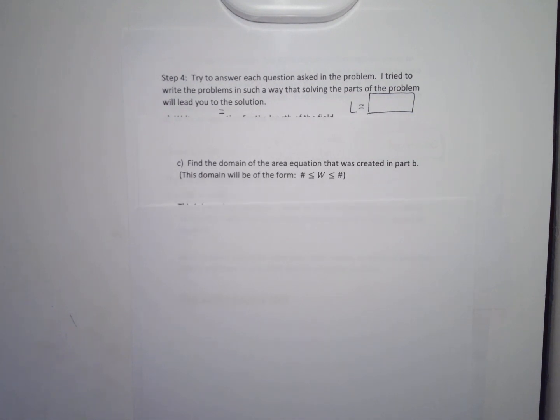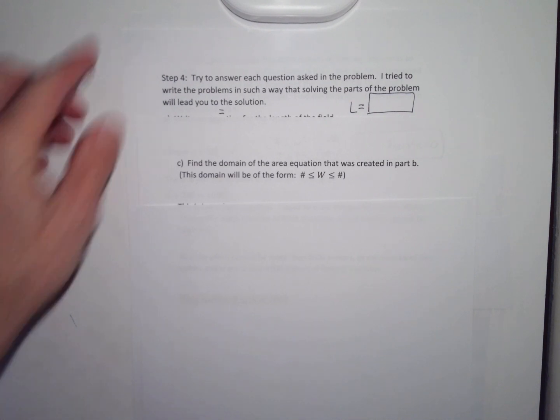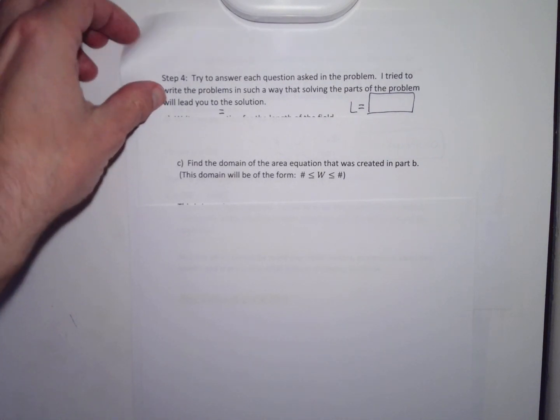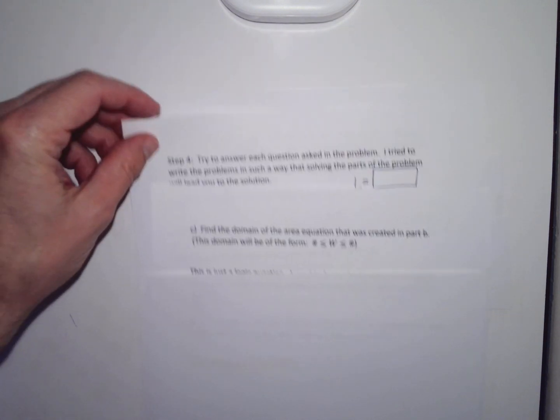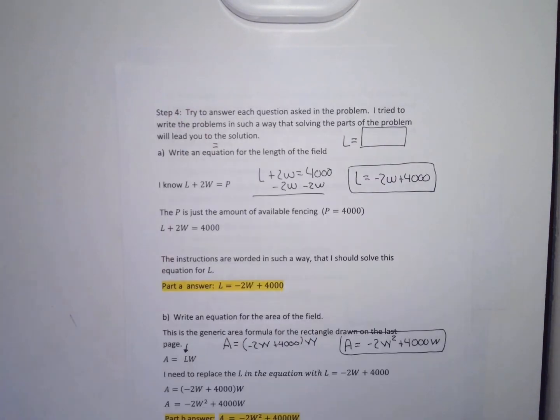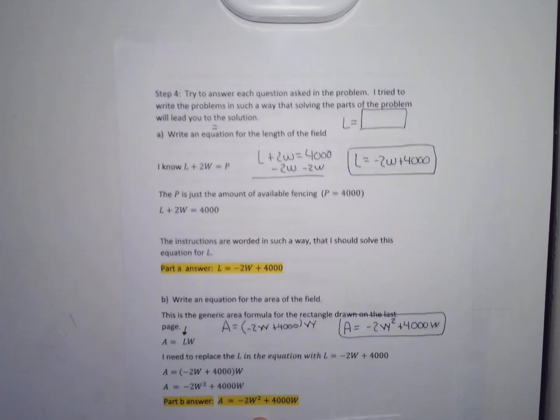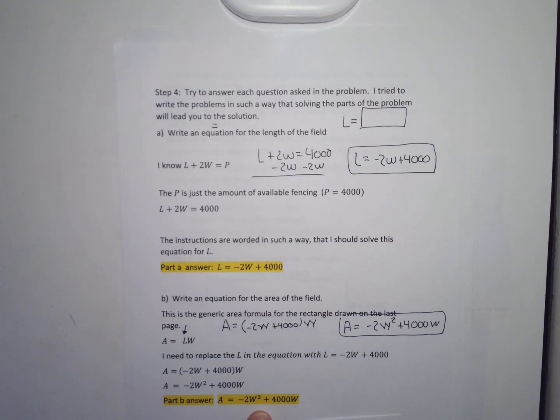So I'm going to create a table that has numbers in the X column, and I need to know some bounds on the width because my area formula right now just has widths in it, and my goal is to maximize the area. I'm going to find an absolute maximum by creating a table that has 3 values in it: the minimum width possible, the maximum width possible, and any critical number between the minimum and maximum width.